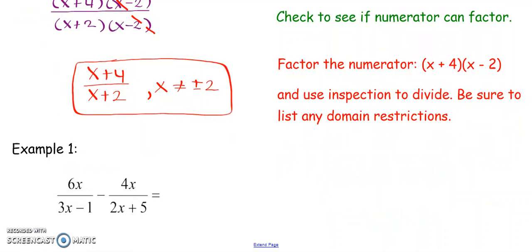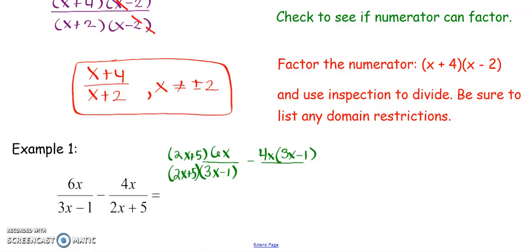Really, that was example 1, but here's an extra one. So looking at these fractions, there's nothing that they have in common in those denominators. So this just means, and I'm going to come up here where we have a little more room, in this first fraction, we have to multiply the numerator and the denominator by the 2x plus 5. And in that second fraction, we're going to multiply the 4x times the 3x minus 1. So we're just kind of putting those denominators together.